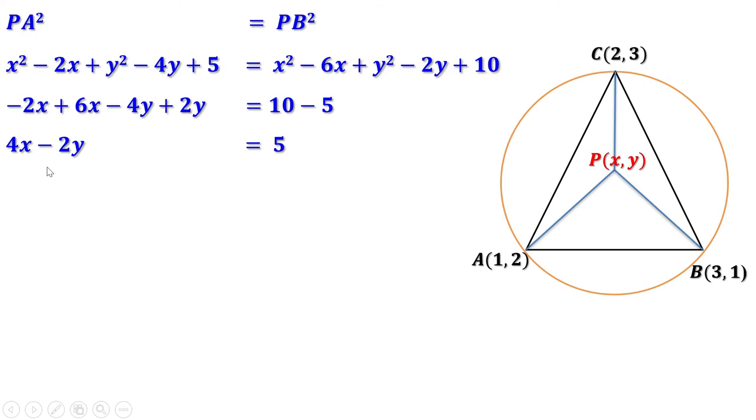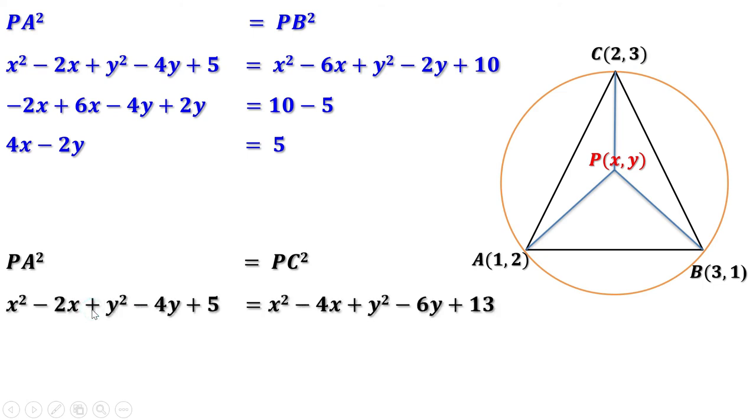So now we got an equation in its simplest terms. Also we can say PA square is equal to PC square because they are the squares of the radius of the same circle. Let us give the values of PA square and PC square. So we will get x square minus 2x plus y square minus 4y plus 5 equal to x square minus 4x plus y square minus 6y plus 13.